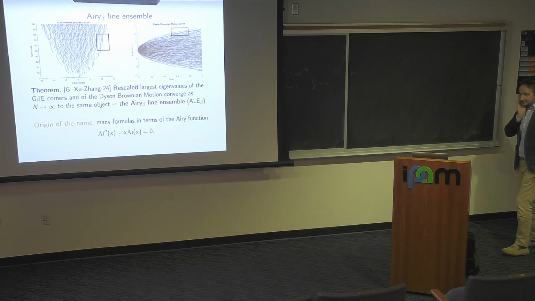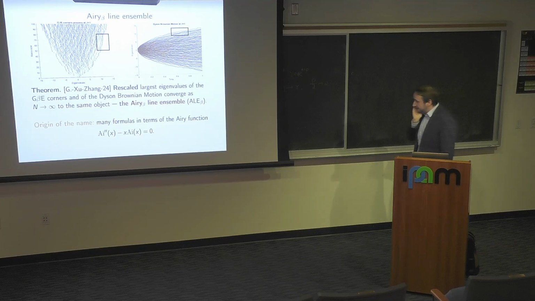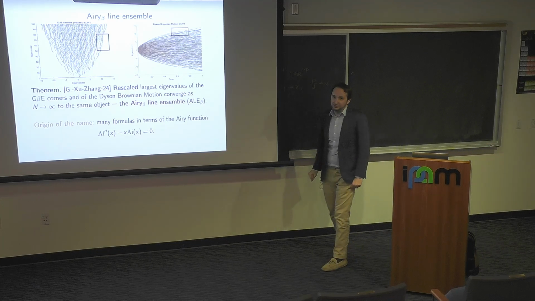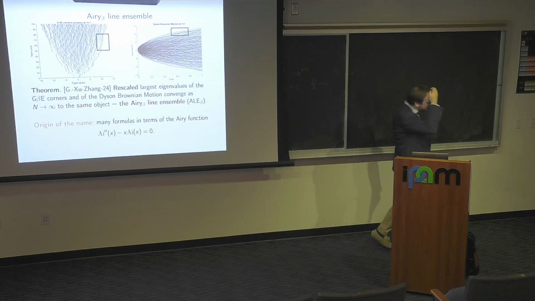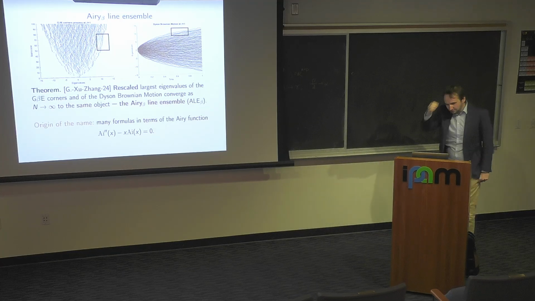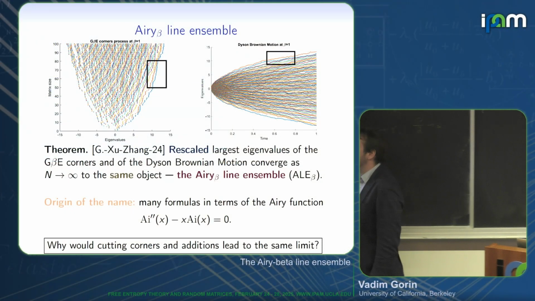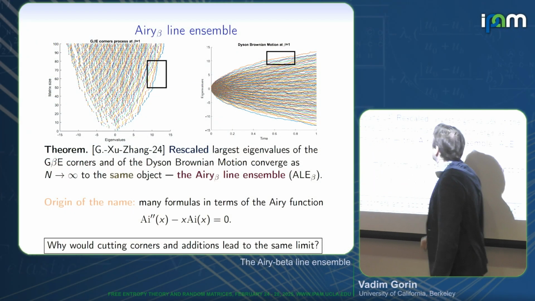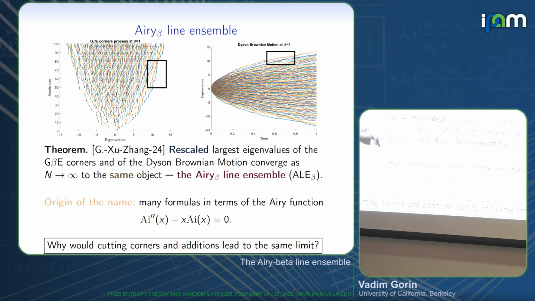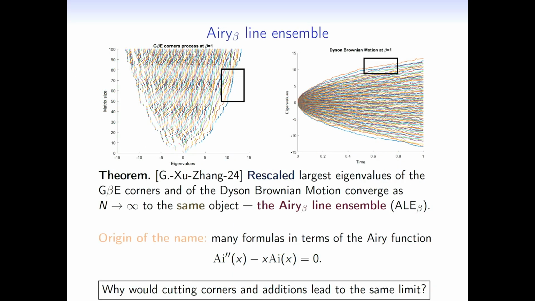I haven't yet defined for you what this Airy-beta line ensemble is, and I will tell you a little bit about it. But first of all, something that might surprise you is, why is this limit even the same in these two problems? One was about cutting corners from matrices, and the other, Dyson-Brownian motion, was about adding matrices. So why should these very different algebraic operations, cutting corners and addition, lead to exactly the same scaling limit?